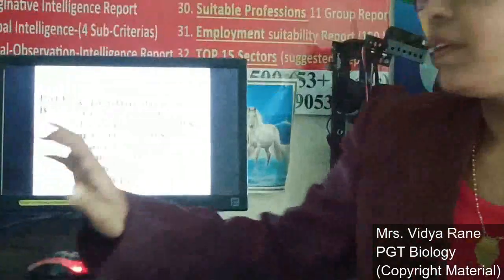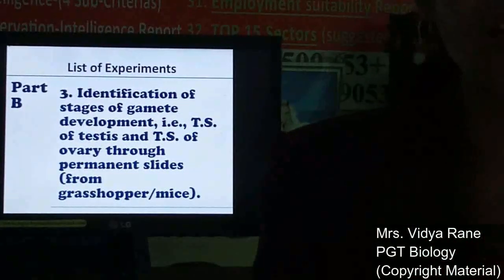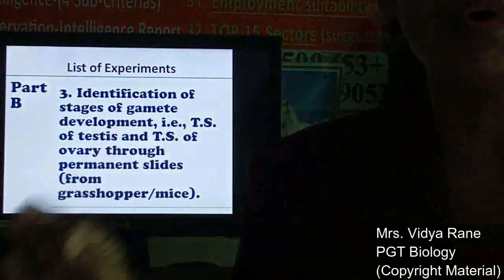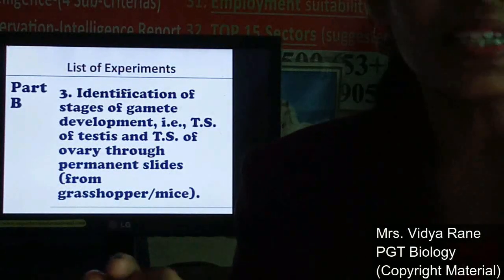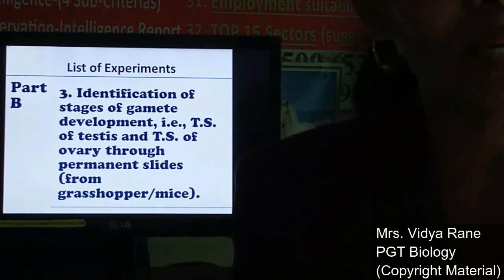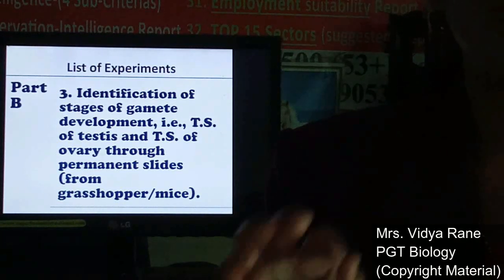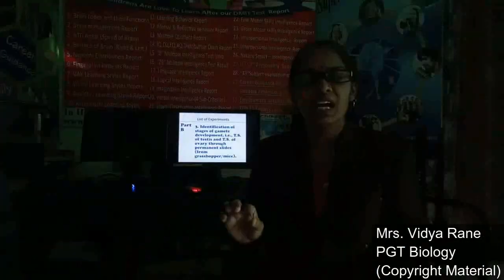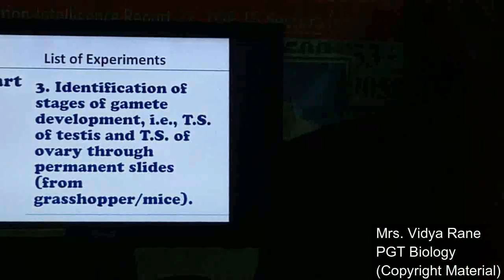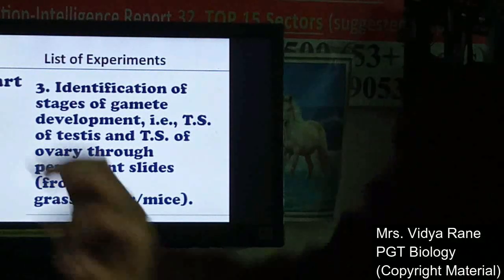Your next experiment in part B, experiment number 3, is based on the T.S. of the ovary and the T.S. of the testes. These permanent slides you have to observe under the microscope carefully and study them. So your third experiment is identification of the stages of gamete development in the testes as well as in the ovaries.